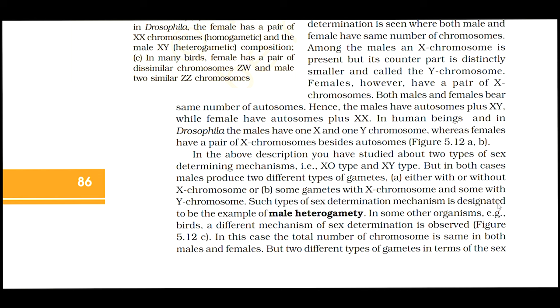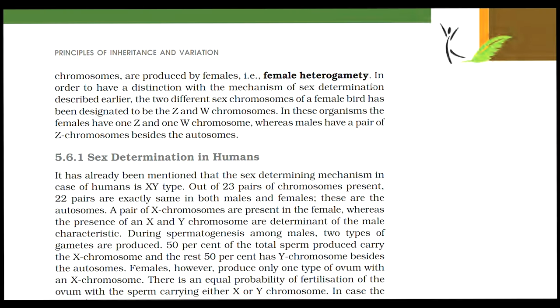In some other organisms, for example birds, a different mechanism of sex determination is observed, which is given in figure 5.12c. In this case, the total number of chromosomes is the same in both males and females, but two different types of gametes in terms of sex chromosomes are produced by the female, that is, female heterogamety. In order to have a distinction with the mechanism of sex determination described earlier, the two different sex chromosomes of a female bird have been designated to be the Z and W chromosomes. In these organisms, the females have one Z and one W chromosome, whereas males have a pair of Z chromosomes beside the autosomes.